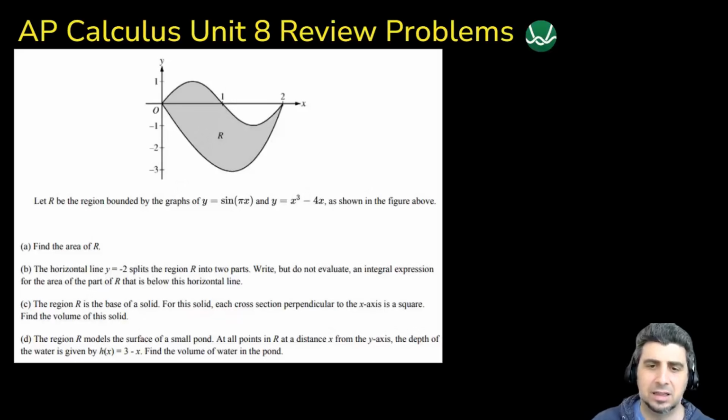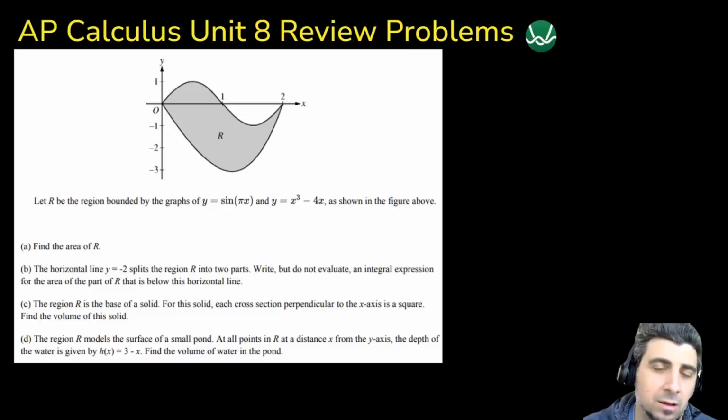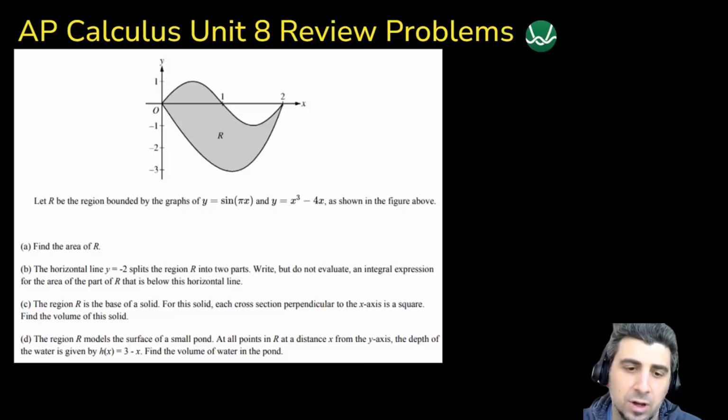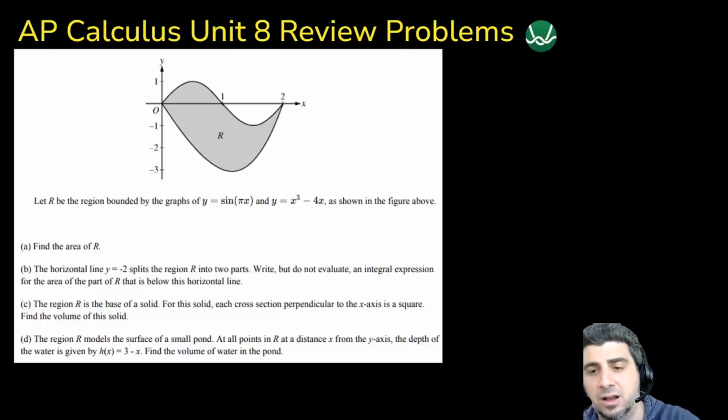All right, so this is our last free response question before we jump into some multiple choice. Here we're allowed to use Desmos again, and this is a classic example of a problem in which you have to use area and volume of regions and integrals. So let R be the region bounded by the graphs of y equals sine pi x and y equals x cubed minus 4x, shown in the figure above. Part A, we want to find the area of R.